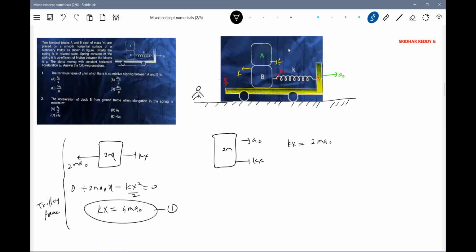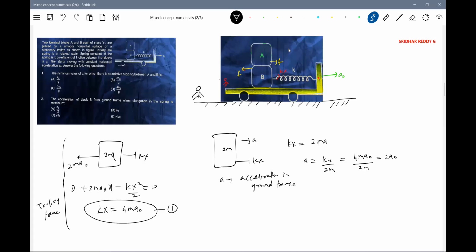But what is the acceleration? Can you write A naught? No, it is some acceleration. Let it be. What is this frame now? What is A? You should write acceleration in ground frame. So therefore, what is this acceleration? Kx by 2m. What is the value of kx? Kx equal to 4ma naught. 4ma naught by 2m. So this is 2a naught.